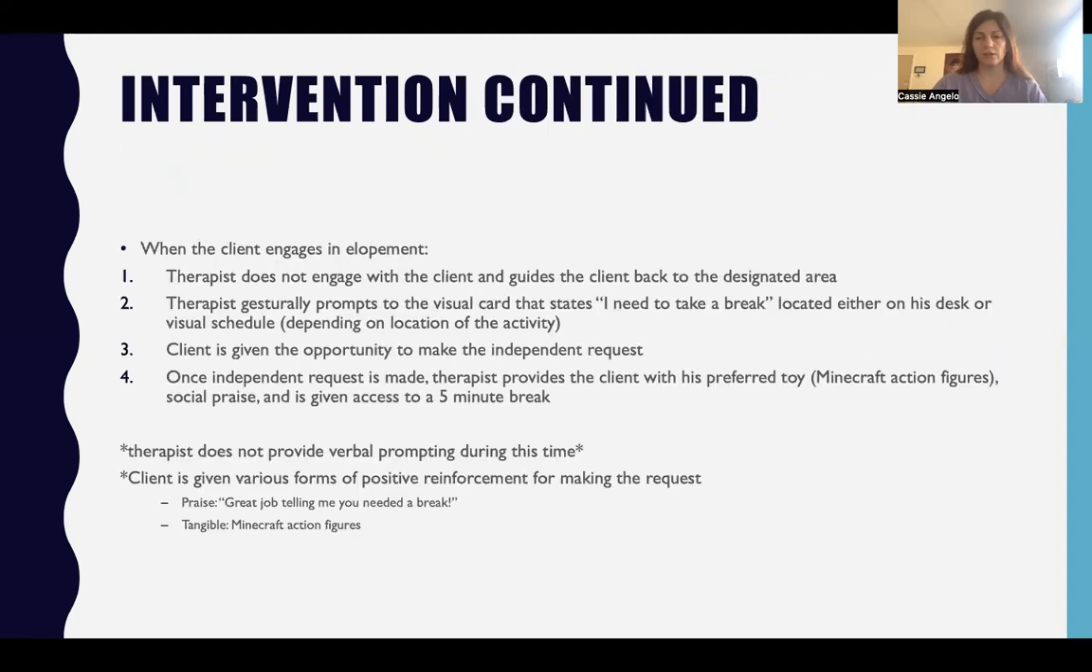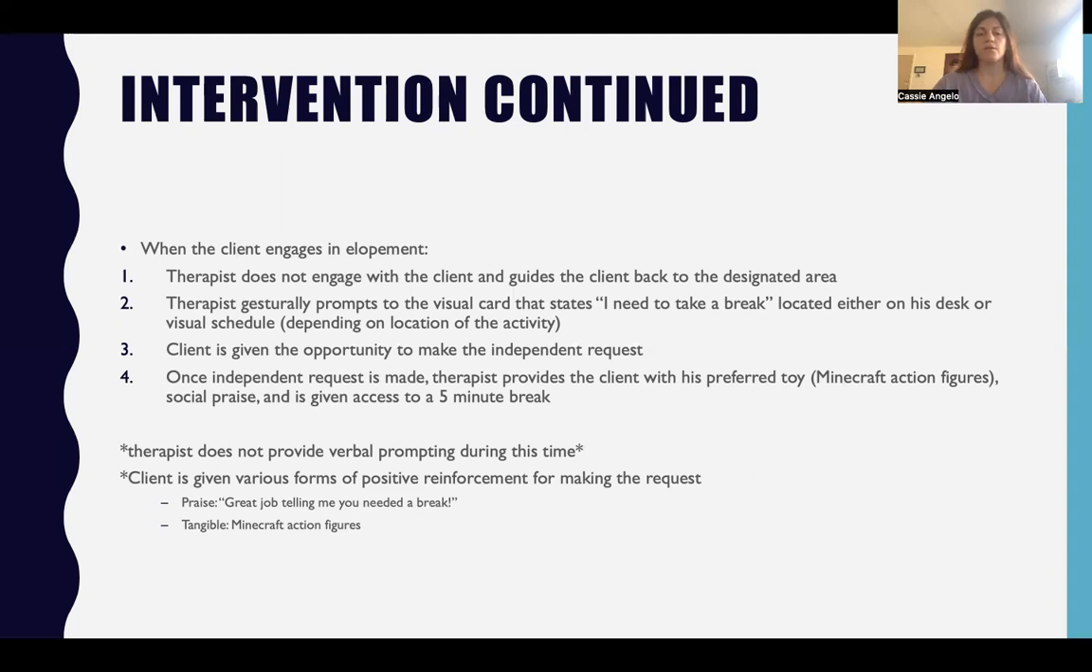When the client engaged in elopement, the therapist does not engage with the client and guides the client back to the designated area. The therapist gesturally prompts to the visual card that states, "I need to take a break," located either on his desk or his visual schedule. So it really depends on where the location of the activity was in that moment. The client is then given the opportunity to make the independent request. Once the independent request is made, the therapist provides the client with his preferred toy, which is the Minecraft action figures, social praise, and then access to a 5-minute break.